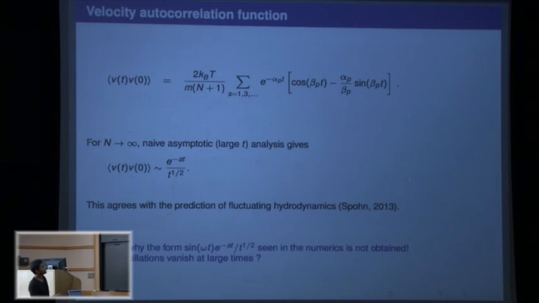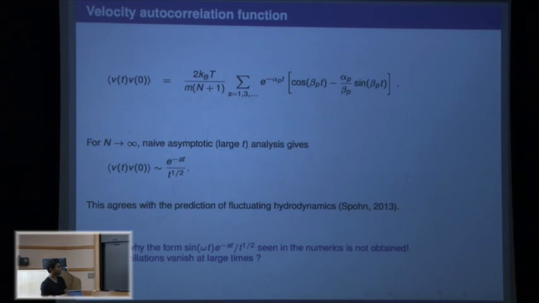Okay, so this is the velocity autocorrelation function. This is something we have been trying to understand. If you just do a naive large-time asymptotic, taking n going to infinity and doing some asymptotics, then what you get is this. You don't get the oscillations.